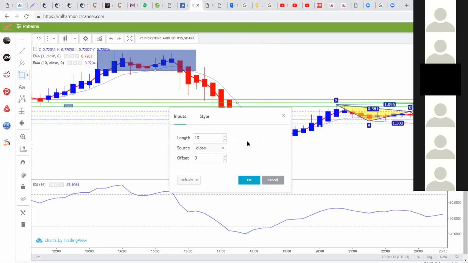Don't worry, once you have done this on your harmonic scanner, you won't have to do it again. You just save it. Anytime you open your system, this particular template will show. So it's just once and for all that you will do this setting. All right, once and for all. All right. And I'm going to show you how you're going to set that.